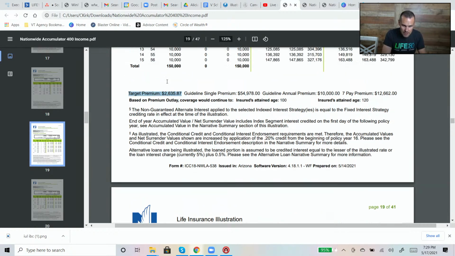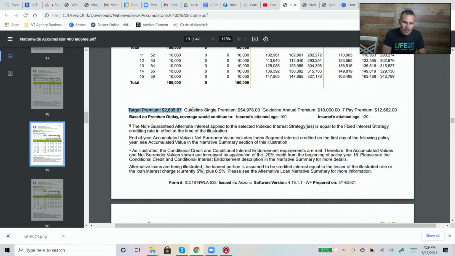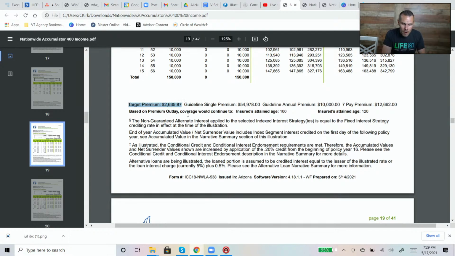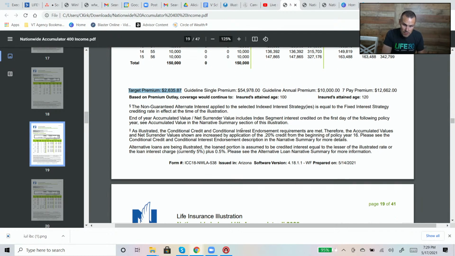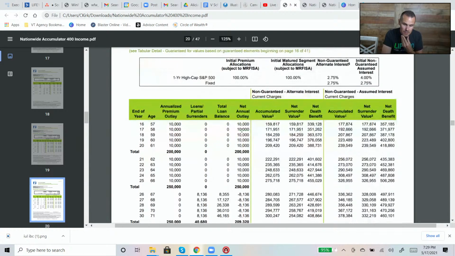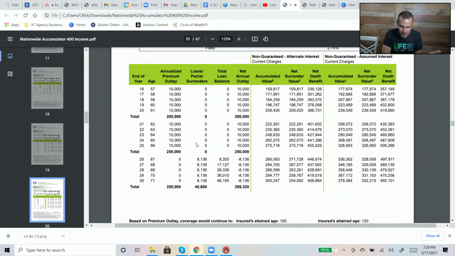And the target premium in this is actually set up really well. It's low, $2,635. That's all you need to be paying to cover the cost of insurance. So it's going much higher than that. You're paying a lot more money, so that's going into cash growth, which looks really awesome. It's structured fine. This is about as well as you're going to probably structure an IUL.